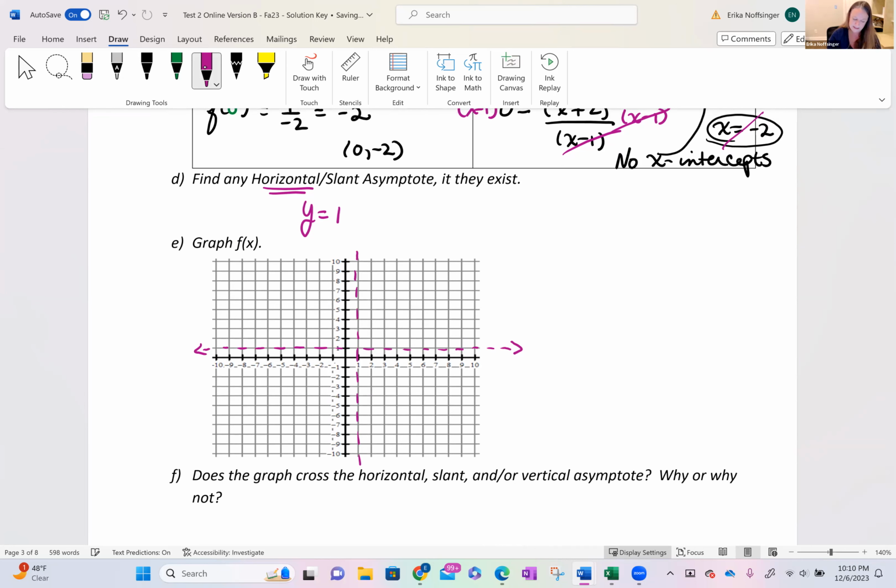We didn't have any x-intercept, but we had a y-intercept at negative 2. And I know that I have a hole at negative 2, 0. And so knowing this and where my asymptotes are, on the left-hand side of x equals negative 1, I can tell what my graph is going to look like.